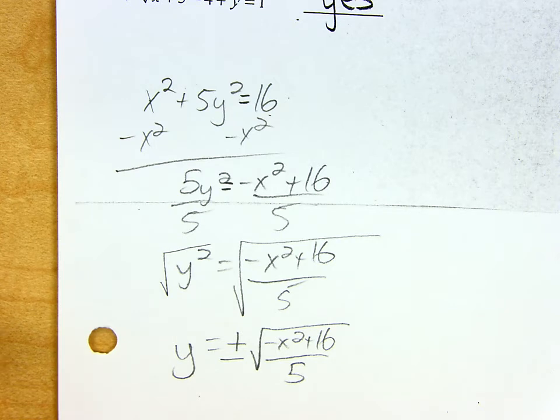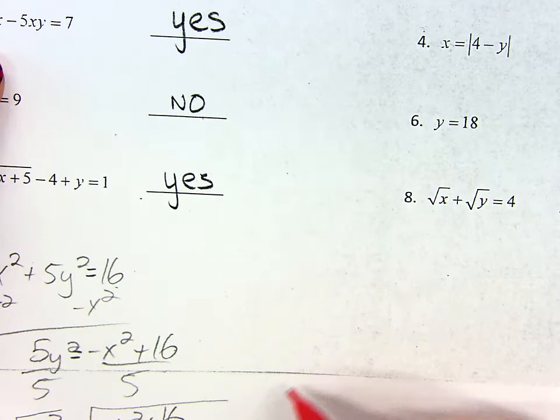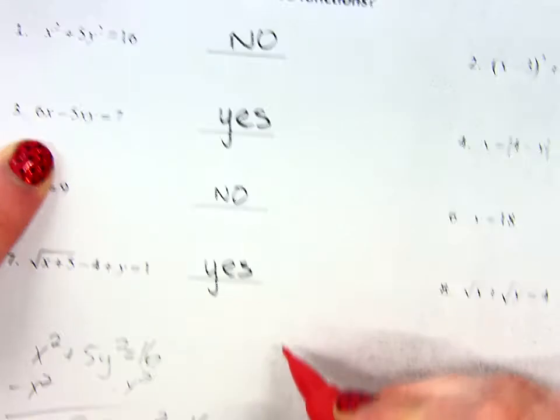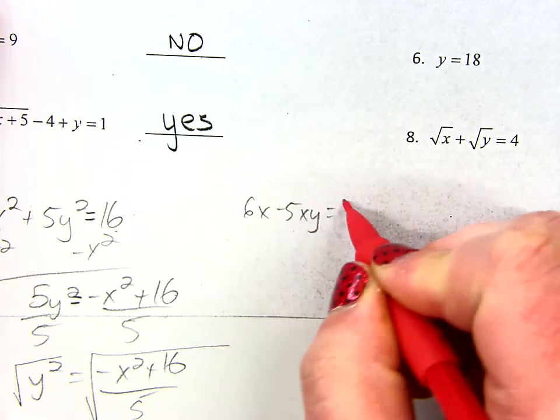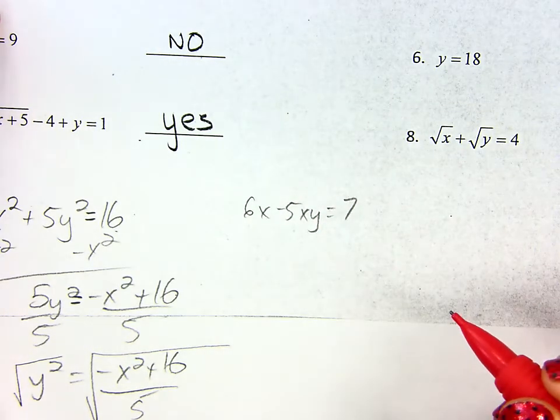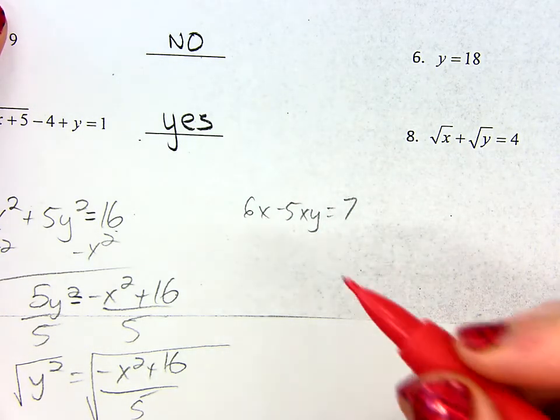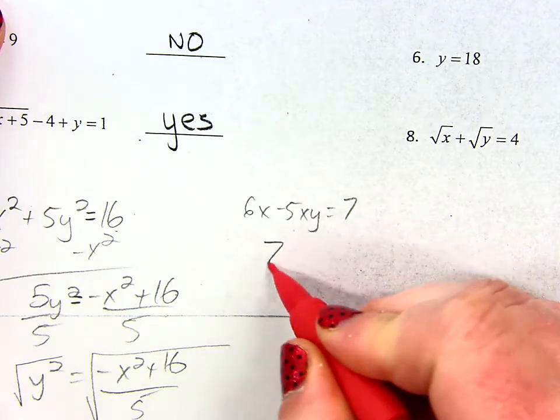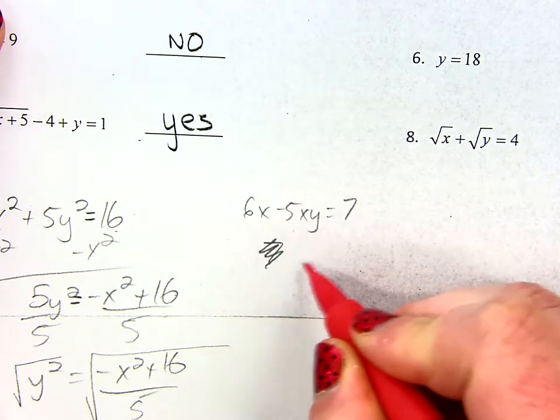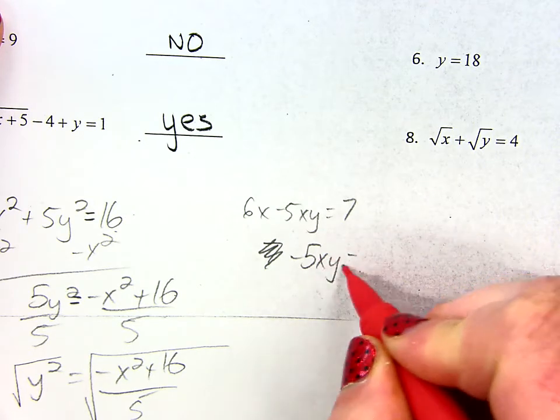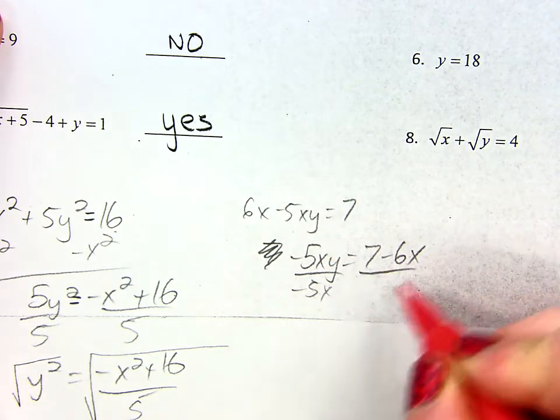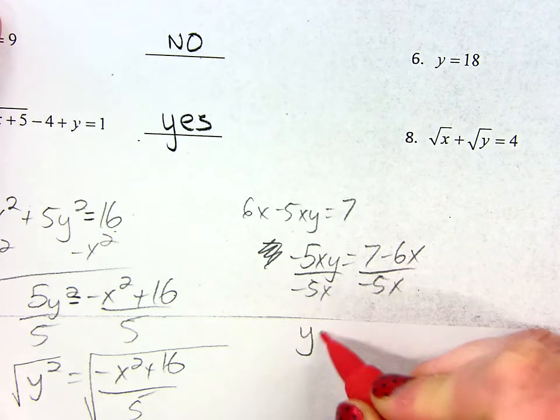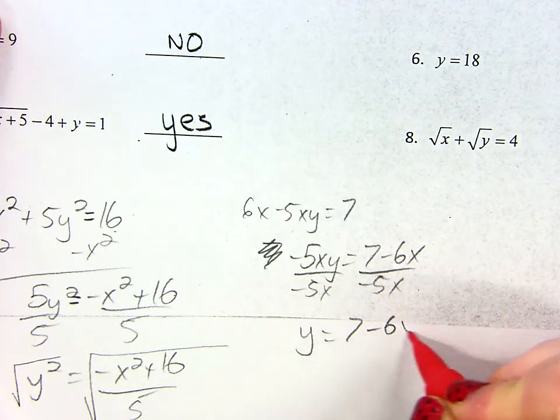Now when I go to do number 3, you've got 6x minus 5xy equals 7. Okay, so if I get this solved by itself, there we go. Let's minus that 6x over, divide by the negative 5x. So now I have y by itself.